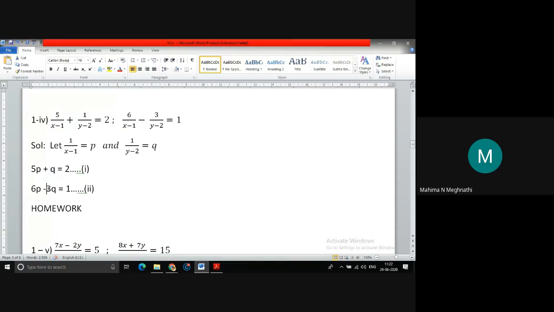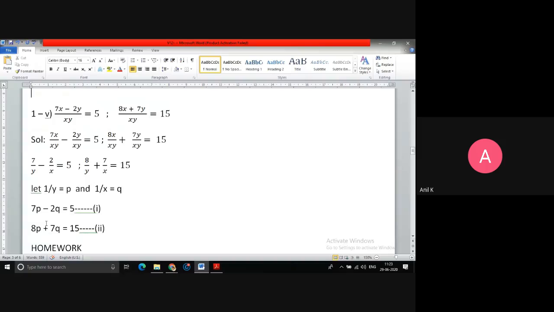So here you see you have minus 3q, and here just q. So multiply the entire equation 1 with 3. It will become 15p plus 3q equals 6. Then solve the equations. You will get the p and q values. Once you get the p and q values, substitute here. Then you will get the x and y values. Okay, so I'll leave it as homework for you.